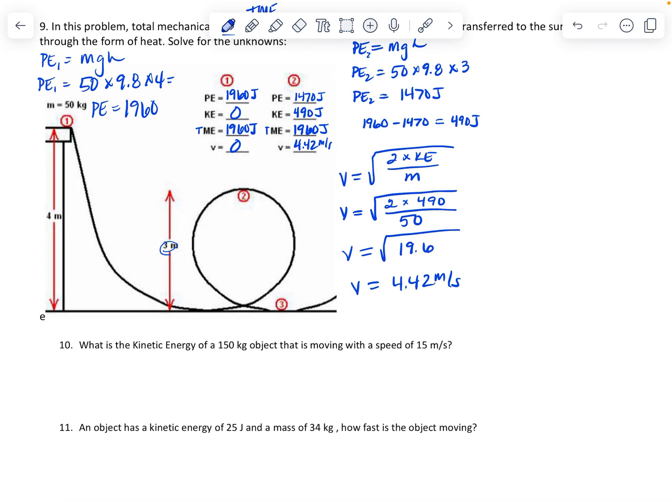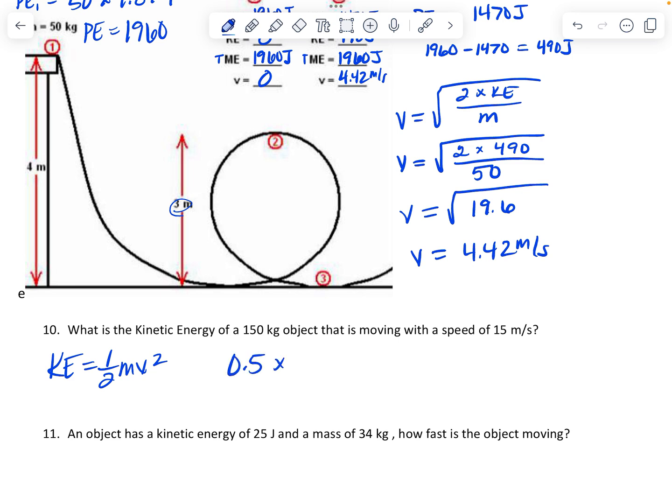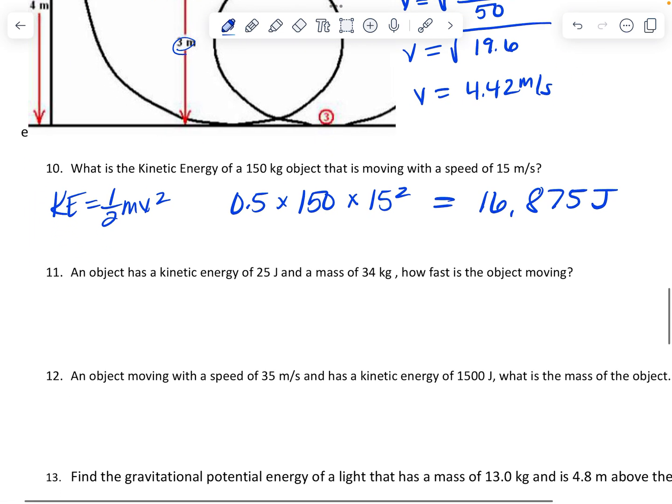Next, what is the kinetic energy of a 150 kilogram object that is moving with a speed of 15 meters per second? Kinetic energy, 1/2 mv squared. So 0.5 times 150 kilograms times 15 squared, 16,875 joules. Remember to plug these in and try them on your own.